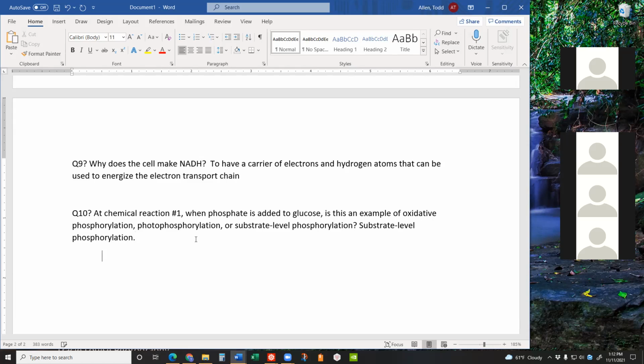Let me say the answer to this question cannot be photophosphorylation, because photophosphorylation involves sunlight, it involves light. That is a photosynthesis thing. We're not talking about photosynthesis here. Light is not needed in any way to make glycolysis happen. So photophosphorylation cannot be the correct answer.